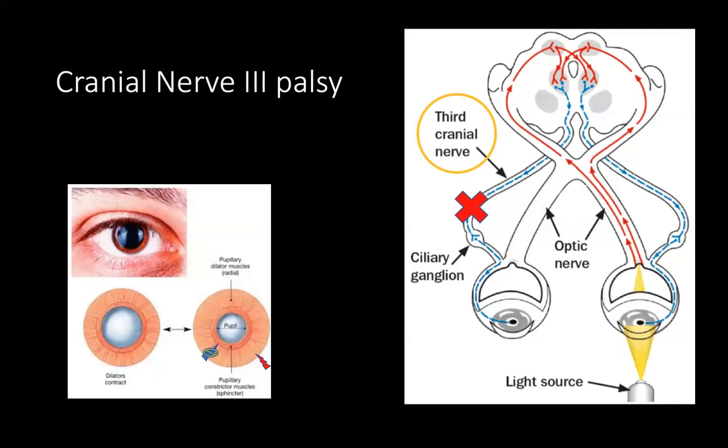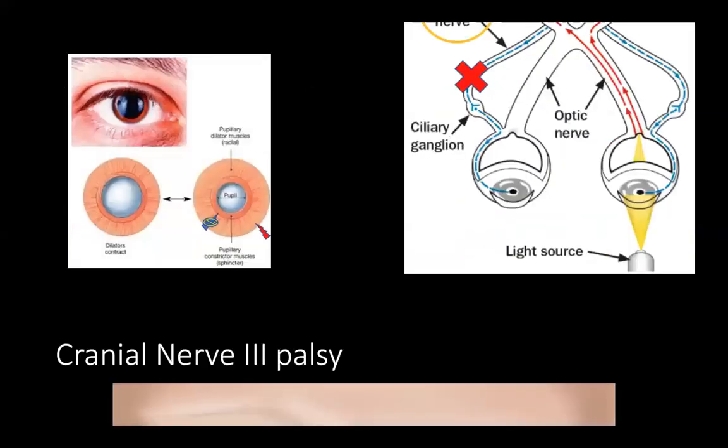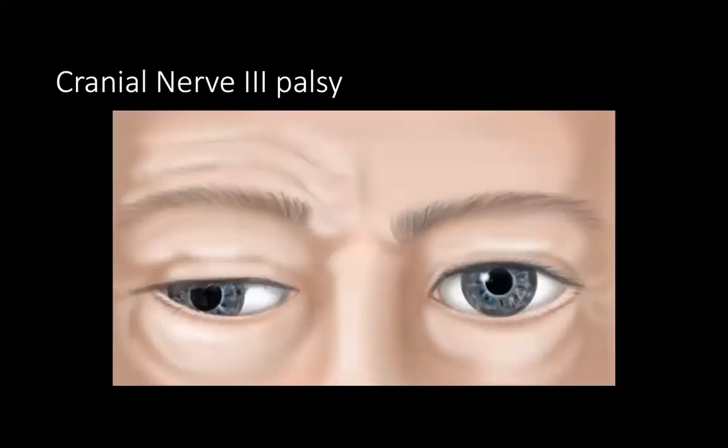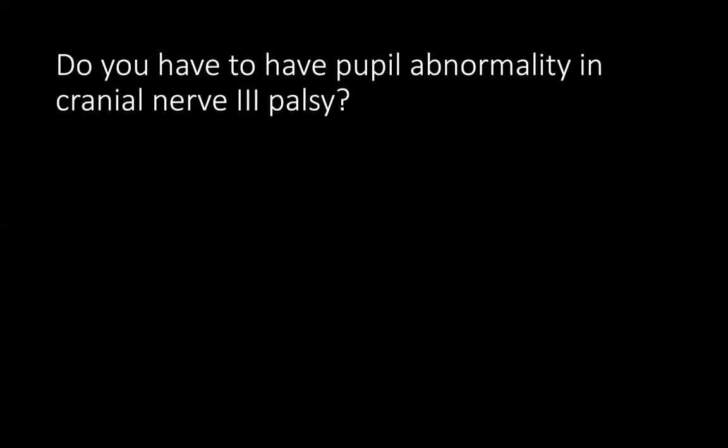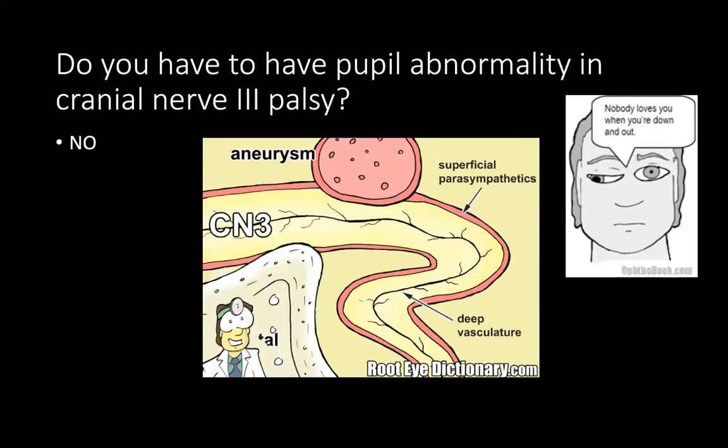So in Horner syndrome, the small pupil is the problem. In cranial nerve 3 palsy, the large pupil is the problem. And most of the time, you're going to have other signs. As I said, that nerve is sending signals for the eye to move as well. And so most of the time, there's a strabismus or disconjugate gaze created when that nerve is interrupted, as well as a large pupil size. The question is, do you have to have a pupil abnormality in a cranial nerve 3 palsy? And the answer is no.